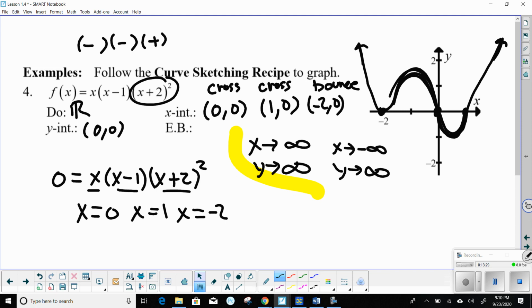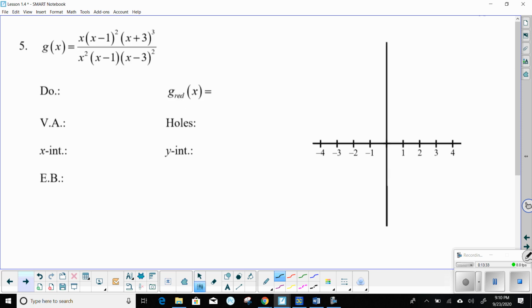Okay, let's look at one that is rational, that does have a fraction. They're a little bit trickier. So if you look at this one, luckily that's factored for us because it doesn't look fun to factor. Let's start with the domain. So what would make each factor equal to 0? So that would be x cannot equal 0. That would be 1, and that one would be 3.